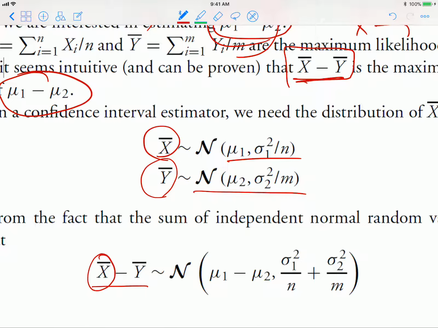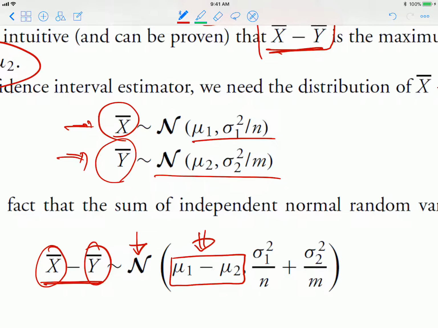So these two are of course independent, right? And they are Gaussian distributed, because individual xi's and individual yi's are Gaussian, and thus their means will also be Gaussian. And then this statistic will also have a Gaussian distribution, because the subtraction or summation of Gaussian distributions is also Gaussian, and its mean value will be mu1 minus mu2, which is based on the true parameter values.